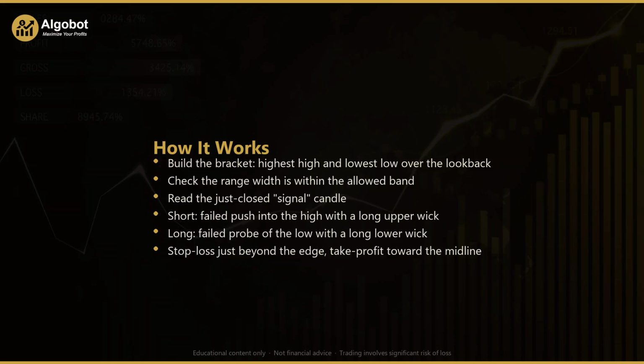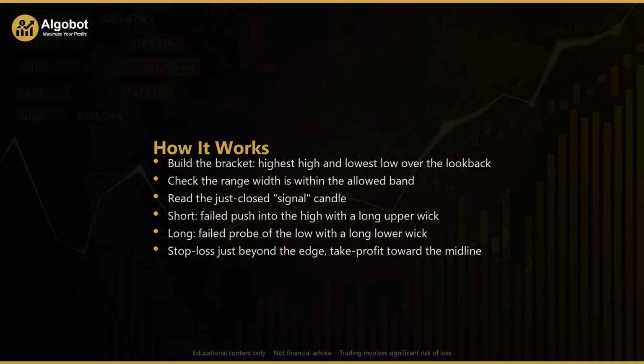Next comes a filter. The strategy measures the range width as a percentage of price. If the range is narrower than the minimum allowed, it's too tight to be worth trading after spread. If it's wider than the maximum, it probably isn't a range at all, it's a trend. Either way, the EA stands aside.